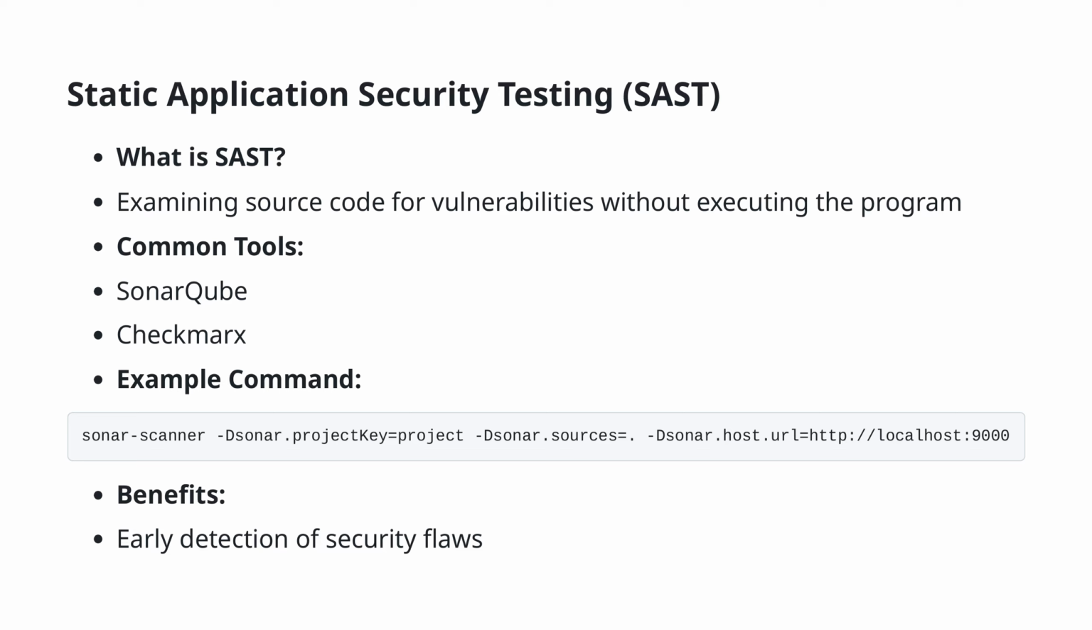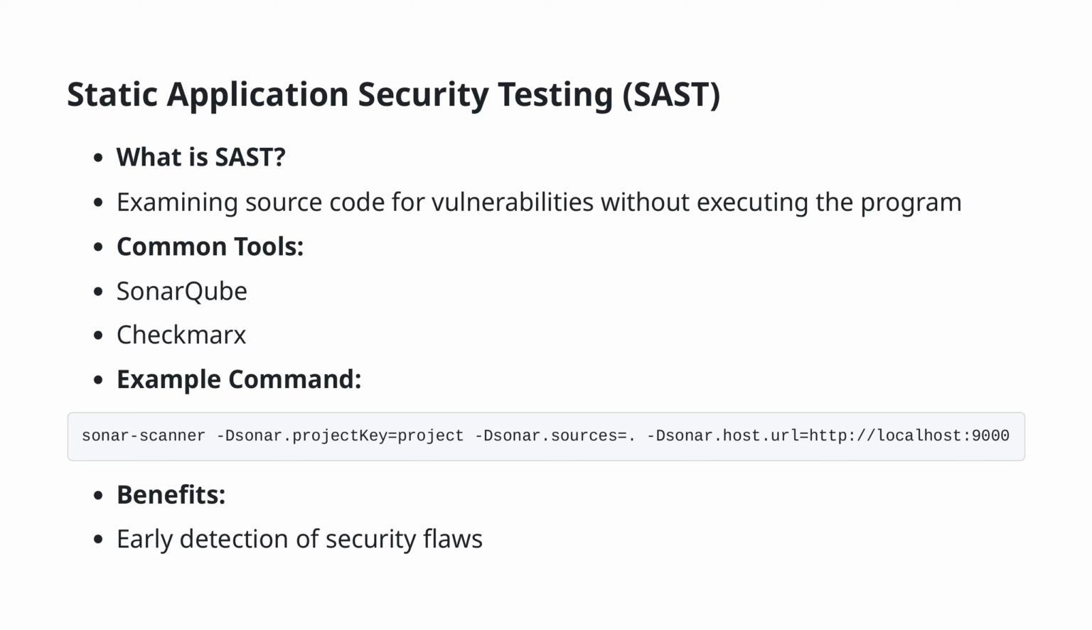Static Application Security Testing, or SAST, is a technique used to analyze source code for vulnerabilities without actually executing the program. This allows for the identification of security flaws early in the development process, contributing to the overall security and reliability of the software. Some common tools used for SAST include SonarQube and Checkmarx.